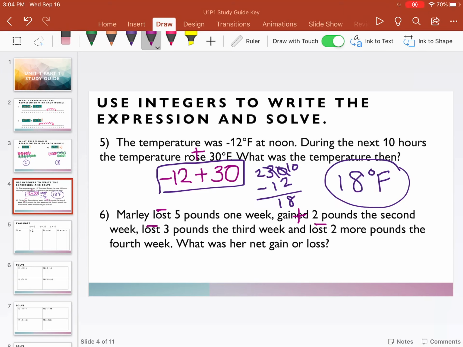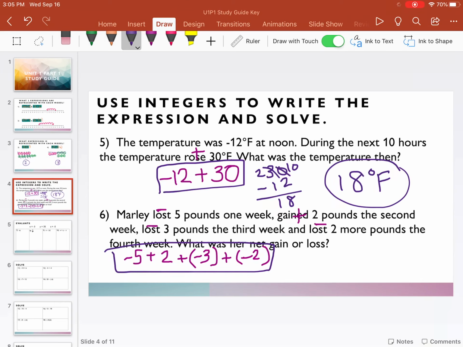Okay, so let's write this down. She lost 5 pounds, sorry, so -5, plus she gained 2, so plus a +2, plus she lost 3 pounds again, so -3, plus she lost 2 more, so -2. That's what my expression should look like, right there. Then I need to solve it.